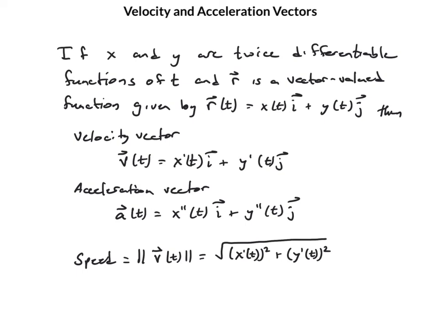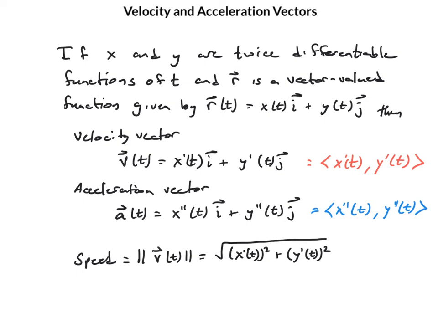Or if I wanted to, I could say that's the same thing as <x prime of t, y prime of t>. And our acceleration vector is x double prime of t times i plus y double prime of t times j, or in our other notation, <x double prime of t, y double prime of t>. Either notation is fine, whichever one you're comfortable with. Remember, I'm still using the less than and greater than signs for the vectors, but the AP will use parentheses. And the last thing we have is speed.